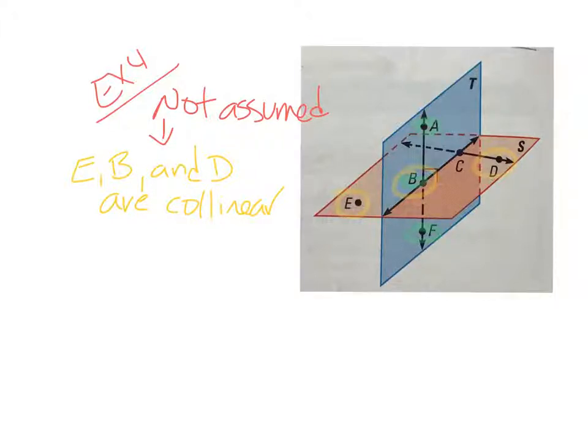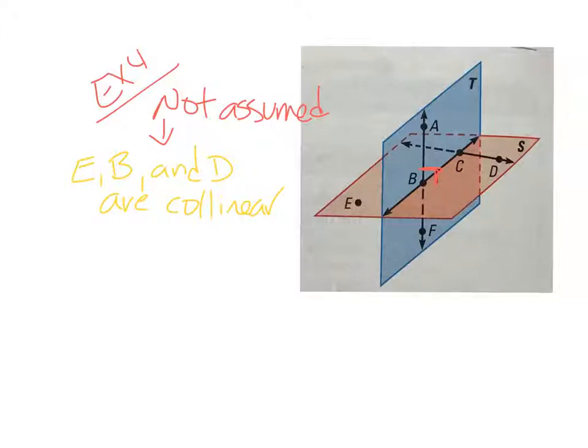Okay, what about segment AB perpendicular to plane S? Where's AB? AB's right here. Okay, AB, is that perpendicular to plane S? Well, let's look at it. What do we have right here? We have a right angle sign that's hitting plane S. So can we assume that AB is perpendicular to plane S? Yes, you can. Just because of that nice little right angle sign right here.